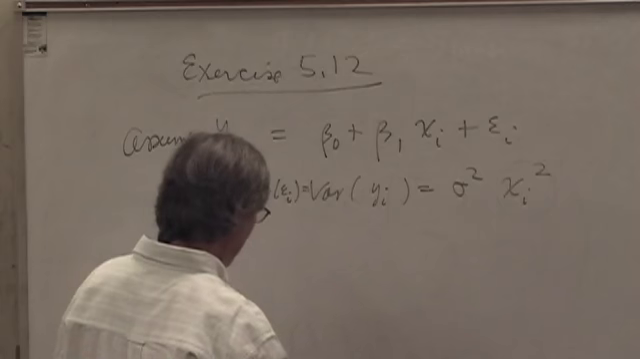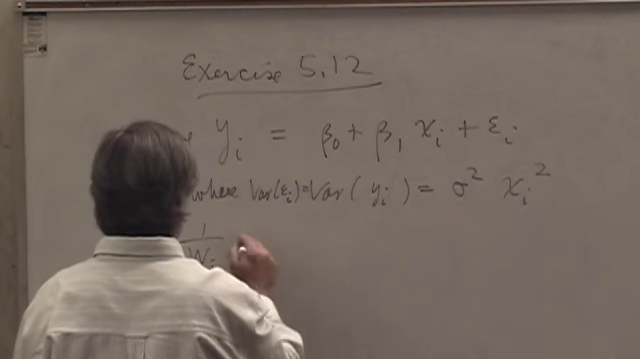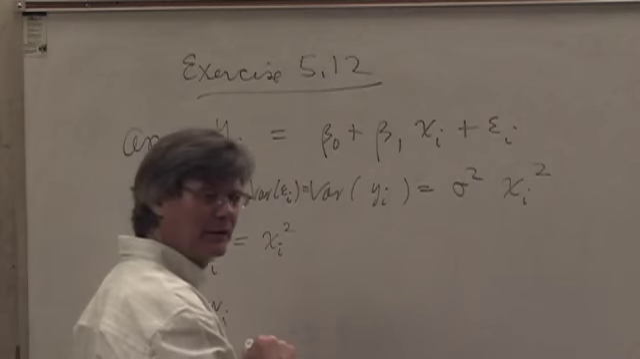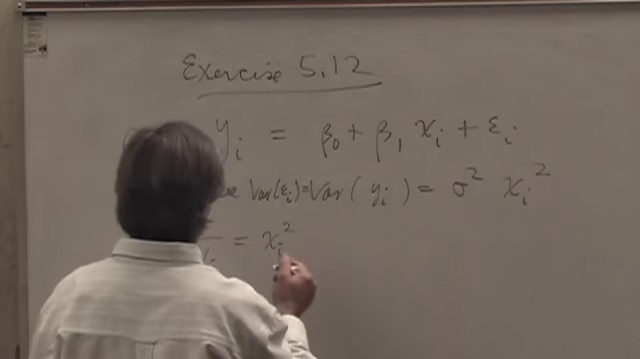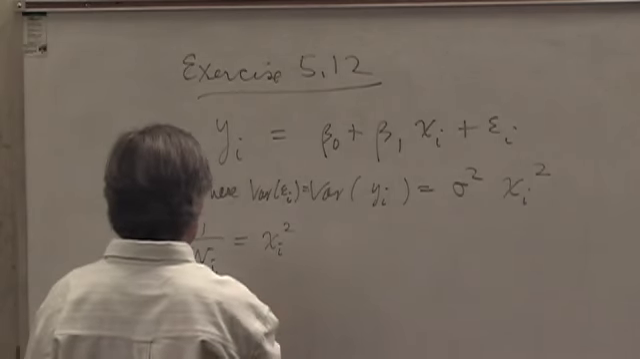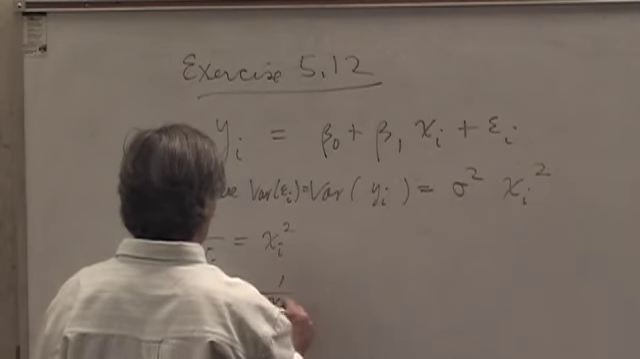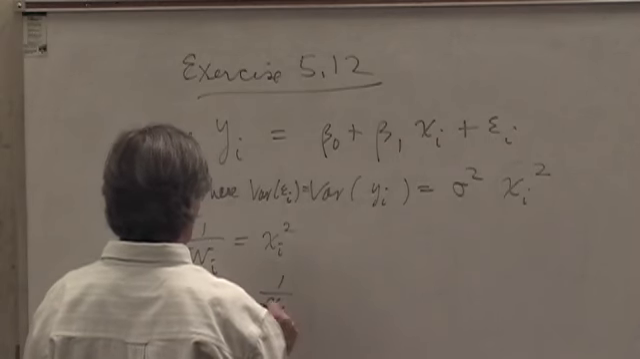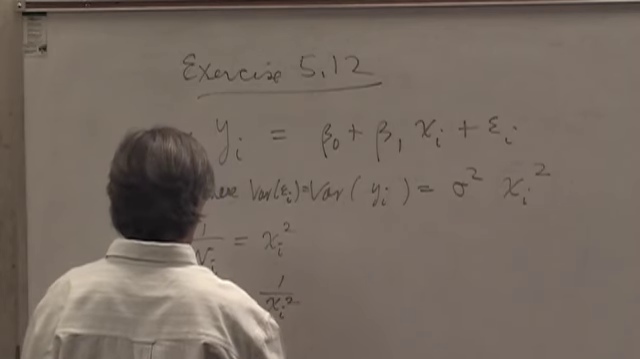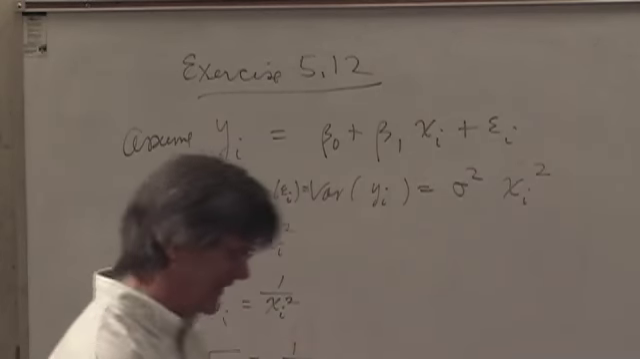Now, if we divide through by x_i, we'll see what happens. So that means that 1 over w_i equals x_i squared. It's sigma squared x_i squared, but that's just the way I'm going to take my weights. Yes, that's right, 1 over w_i is x_i squared. So w_i equals 1 over x_i squared, and the square root of w_i equals 1 over x_i. So I got that right, I think. All right?